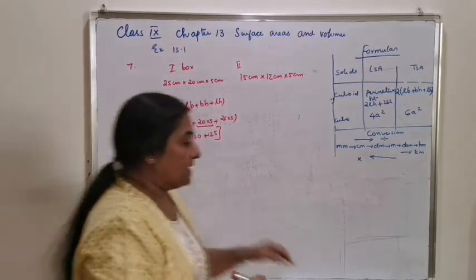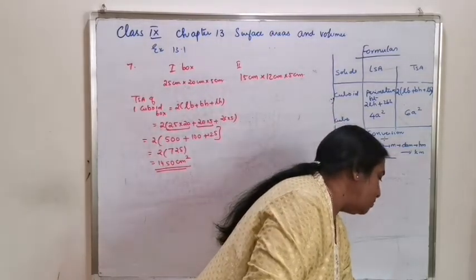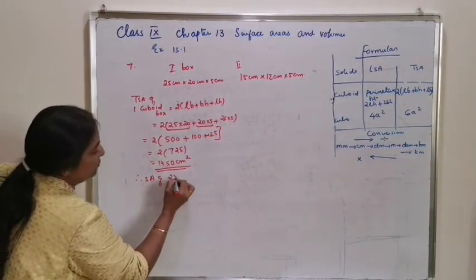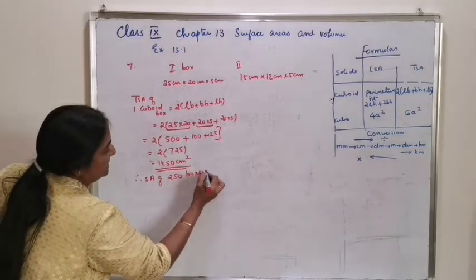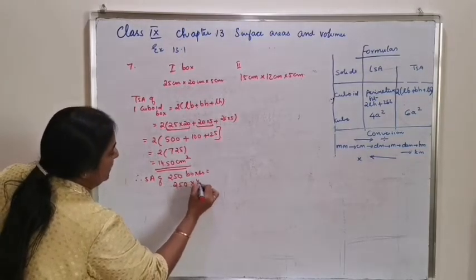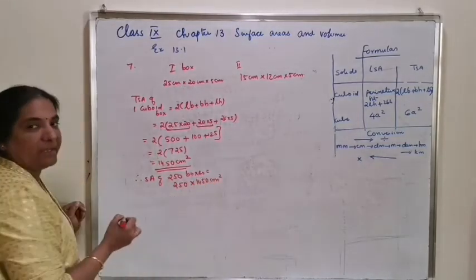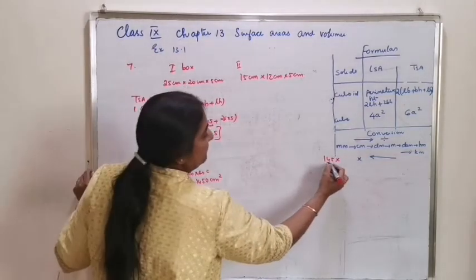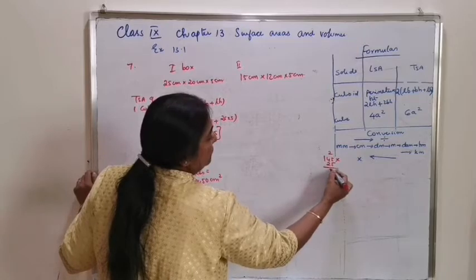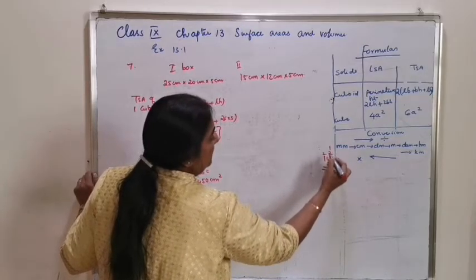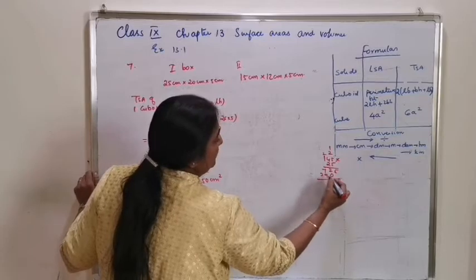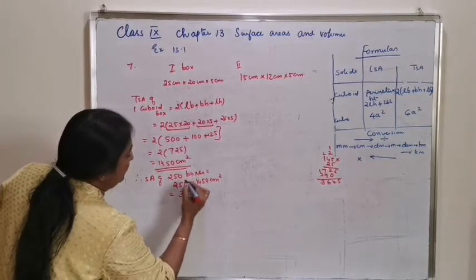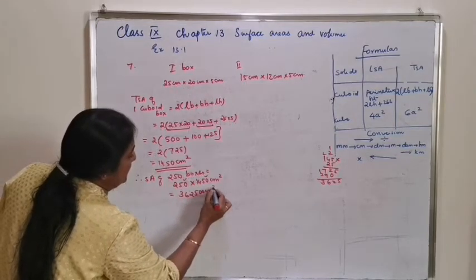Like that, they have to place an order for 250 boxes of each kind. Therefore, the surface area of 250 boxes is equal to 250 into 1450 centimeter square, that is 145 into 25, which is 3625, and then the zeros, so 3,62,500 centimeter square.